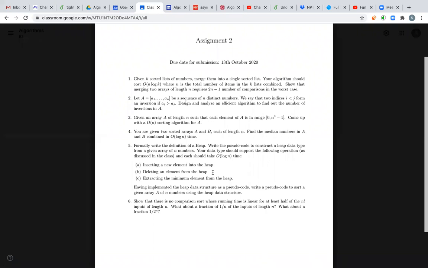So whenever in a heap you have to delete or add or do whatever you want, you have to at the end maintain the heap structure.